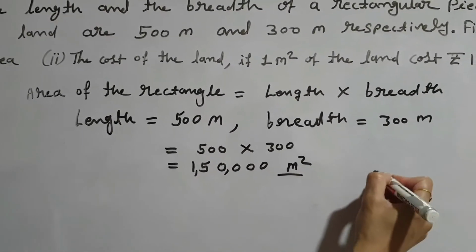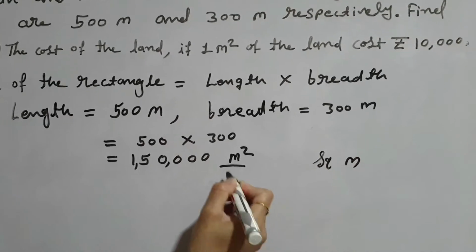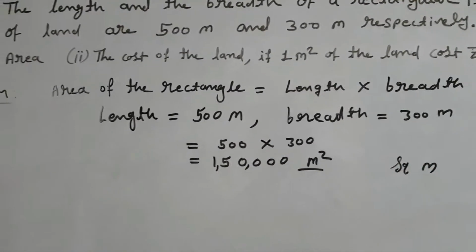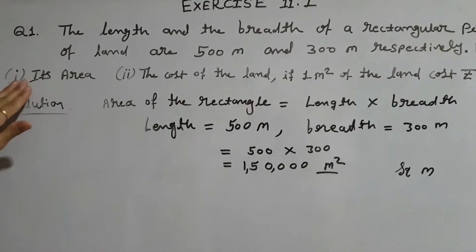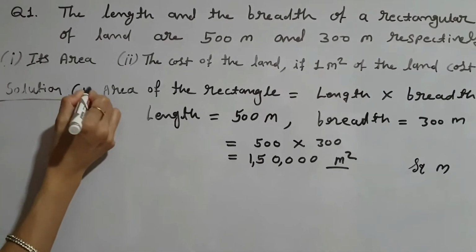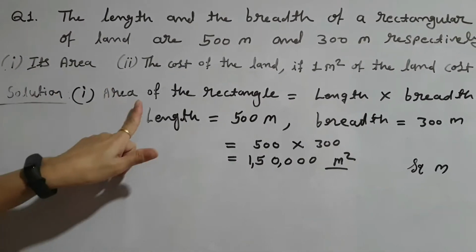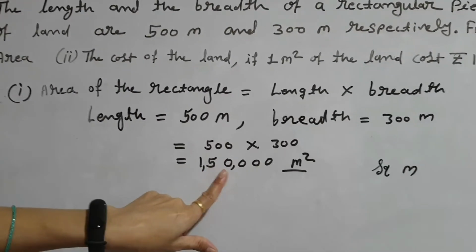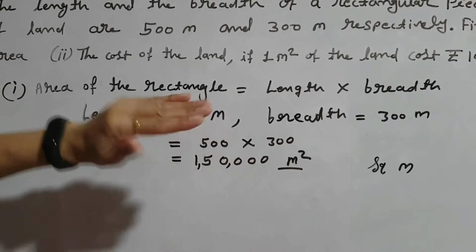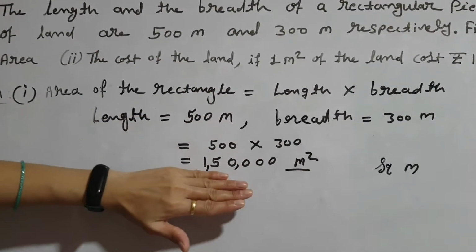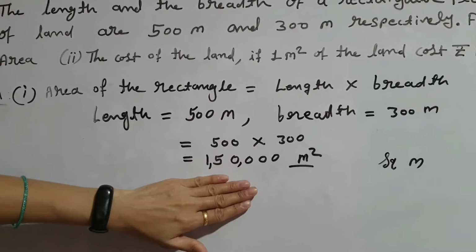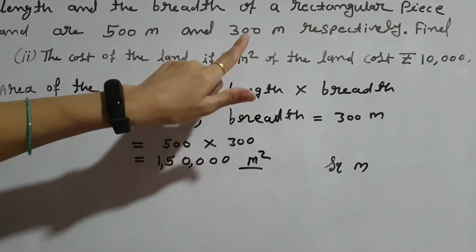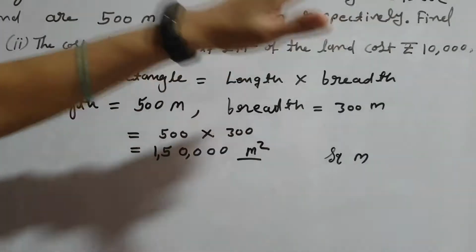This is the square meter. In class 6th you wrote square meter, now you will write square meter like this. So we have got the solution of question 1. The area of the rectangular piece of land is 1,50,000 square meter. Now we have to find out the cost of this complete area, whenever it's given that 1 square meter costs 10,000.